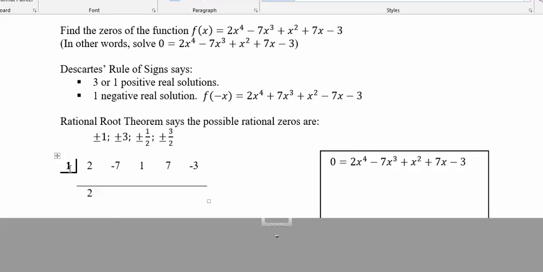Then we multiply by the number in the box. Well, that's going to be very easy in this case. 2 times 1 is 2. Then we add coming down and we get a -5. Multiply -5 times 1, we get -5. Adding coming down, we get -4. -4 times 1 is -4. Adding coming down, we get +3. 3 times 1 is 3. And then adding coming down, we get 0.